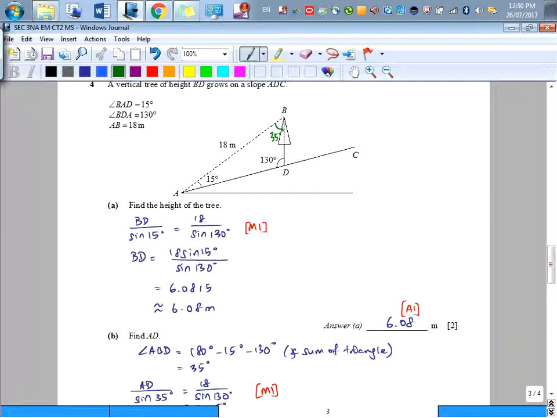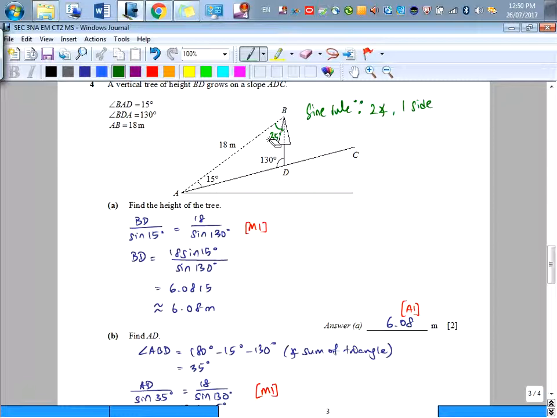Yep. Okay. So find the height of the tree. Based on the information given, I know I need to use my sine rule already, because I have two angles, one side. So that's what I'm using. BD, which is my unknown, divided by sine 15, that will give me 18 divided by sine 130 degrees. Make BD the subject, get 6.08 meters. So that's for part A.